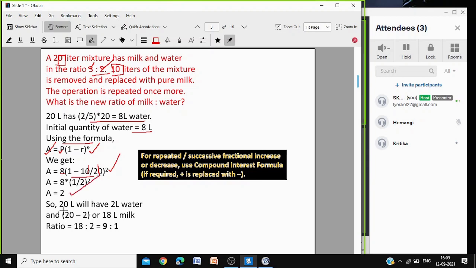So in 20 liters, the water we calculated, right? Because the 8 liters we calculated was water, not milk. So 2 liters of water will remain in 20 liters, and 18 liters will be milk. Out of 20, 2 is water, then 18 is milk. So the ratio will be 18:2 or 9:1.